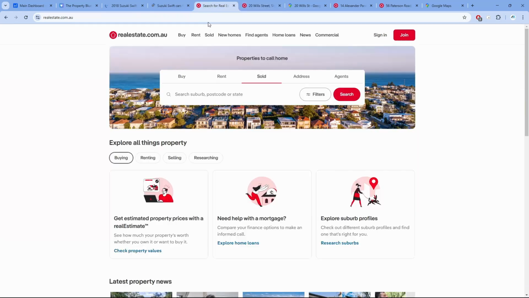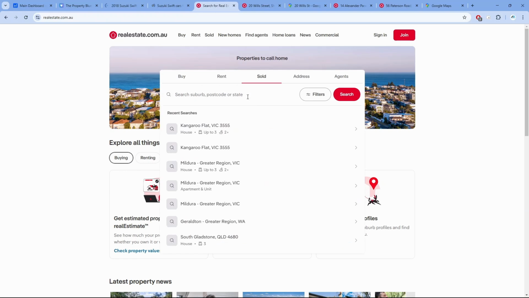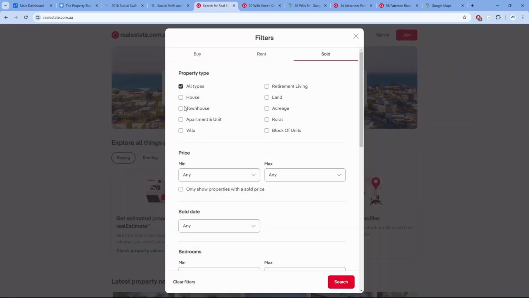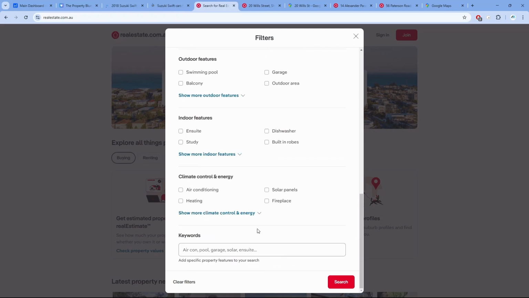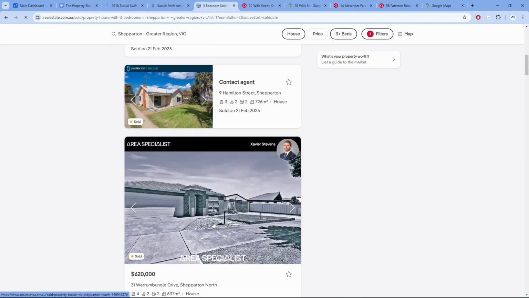Here is what I'm going to do. I'm going to go to realestate.com. I'm going to go to Shepparton, and here I'm going to go to filters. I'm looking for a house. I don't care about the price maximum, but the bedroom minimum is 3. Bathrooms 2 plus, and I'm going to do search. And we want to be looking at 3x2s.